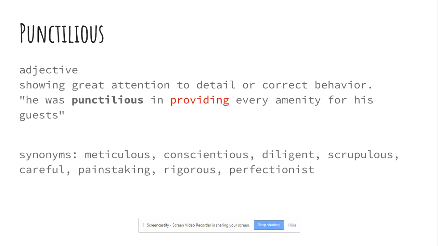Punctilious. Punctilious is an adjective and it means showing great attention to detail or correct behavior, being very proper. He was punctilious in providing every amenity for his guests. So here in this sentence, providing would be the verb. And punctilious is the adjective describing him, saying that he was showing great attention to detail. If you were a cake decorator, you would want to be known as very punctilious, somebody who shows a lot of attention to detail. If you went into a very fancy restaurant, you'd hope that your waiter was very punctilious, paying attention to every detail.